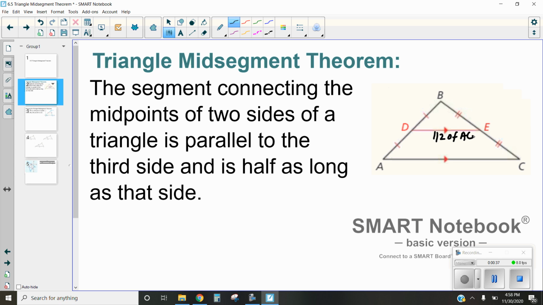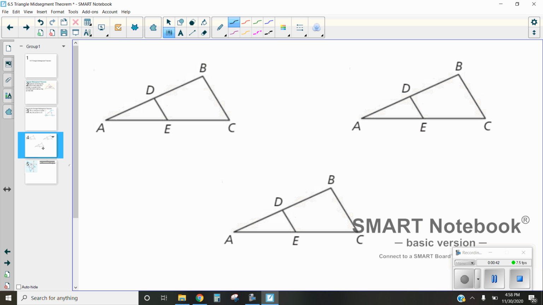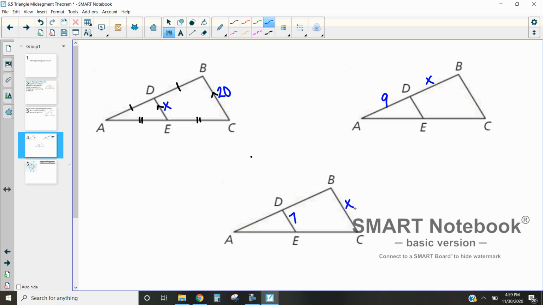So we can use this theorem to actually find side lengths of triangles really easily. So let's take a look at these first ones here. Using these triangles, let's apply that midsegment theorem to figure out what these segment lengths are. Remember that the midsegment theorem says that these two sides are parallel and this piece is half the distance of that one. So if DE is half the length of 20, that would mean that DE has to equal 10.